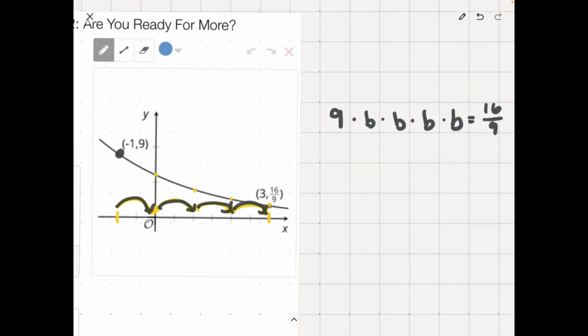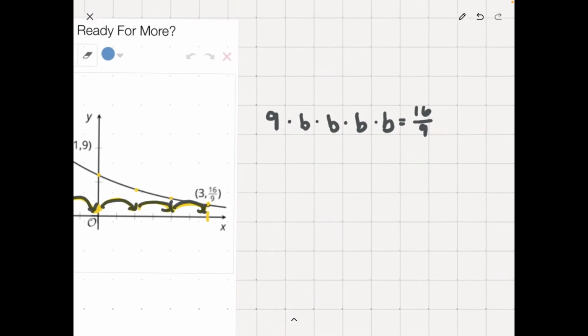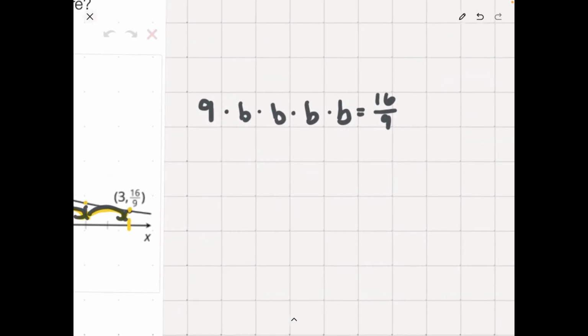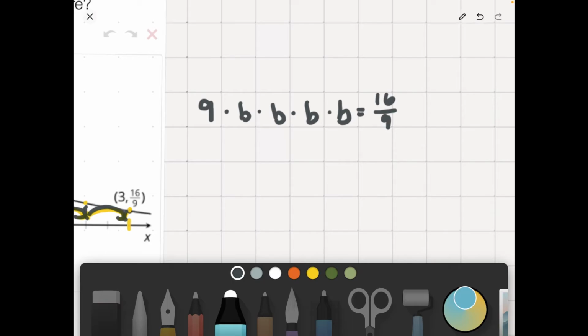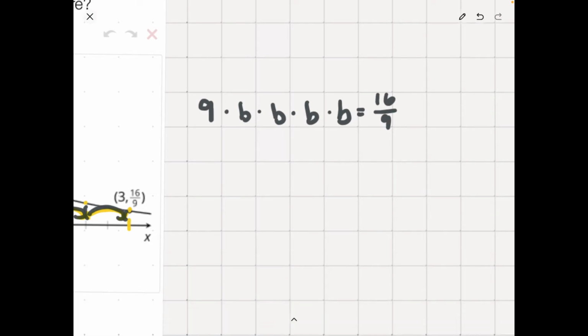Well, now I have something that has b in it, and I can now solve this. Okay, so if I want to solve for b, I just need to solve this equation right here for b. So how would I solve this? Well, the first thing I'm going to do is I'm going to kind of clean this up a little bit. This is equal to 9 times b to the 4th power is equal to 16 over 9.